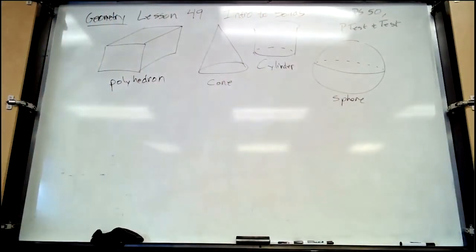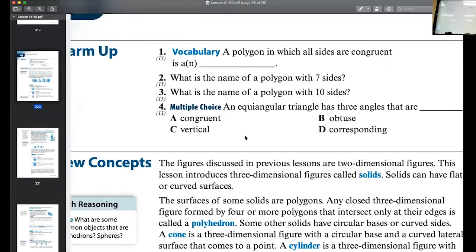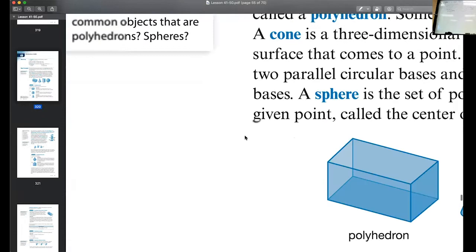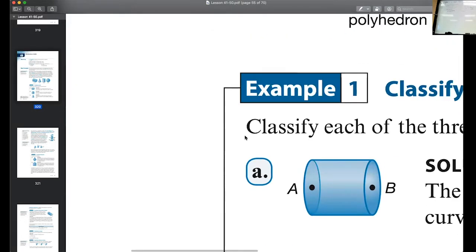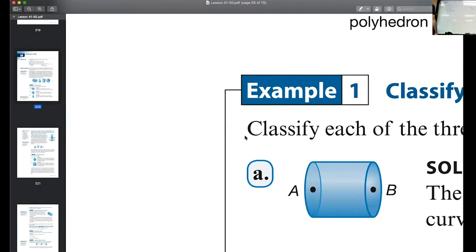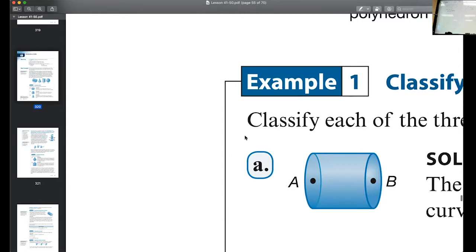We're going to share a screen here. So cone, I guess I could draw these. All right, so let's classify this. So what is this? What is A? Is that a cylinder? That's a cylinder. It's just on its side, so it's not anything weird.